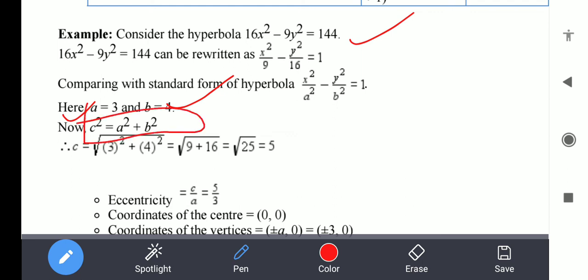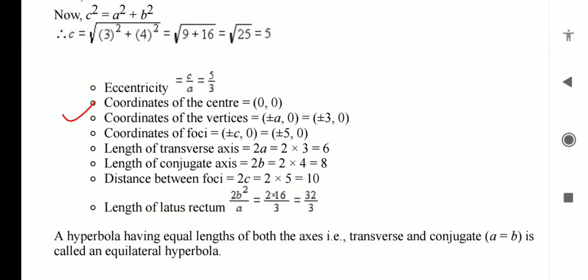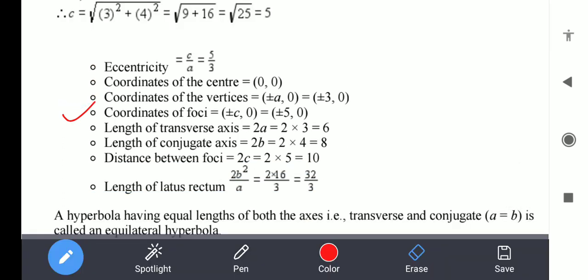It is the first case. So c square is equal to a square plus b square. We get the value of c is 5. The value of eccentricity is c upon a, that is 5 upon 3. Coordinates of the center 0 comma 0. Coordinates of the vertices are plus minus a comma 0, that is plus minus 3 comma 0. Coordinates of the foci are plus minus c comma 0, that is plus minus 5 comma 0.